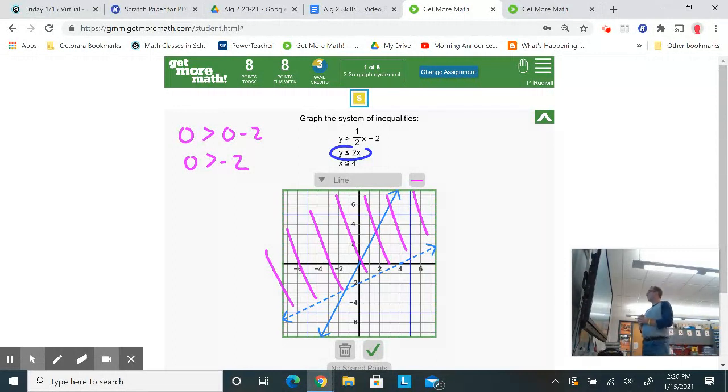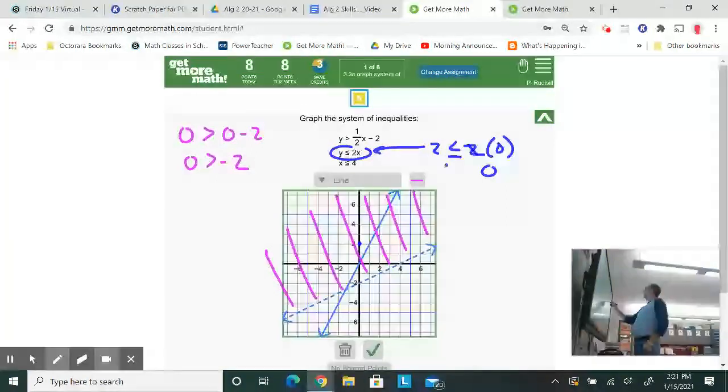So I'm going to test 0, 2. I could have tested 2, 0, but 0, 2, let me show you where that is. 0, 2 is right here. Let's see if that works. If x is 0 and y is 2, let's put in y is 2 and x is 0. 2 times 0 is 0. Is 2 less than or equal to 0? No. So I wouldn't shade that way. I would shade the opposite way of the 0, 2 point.